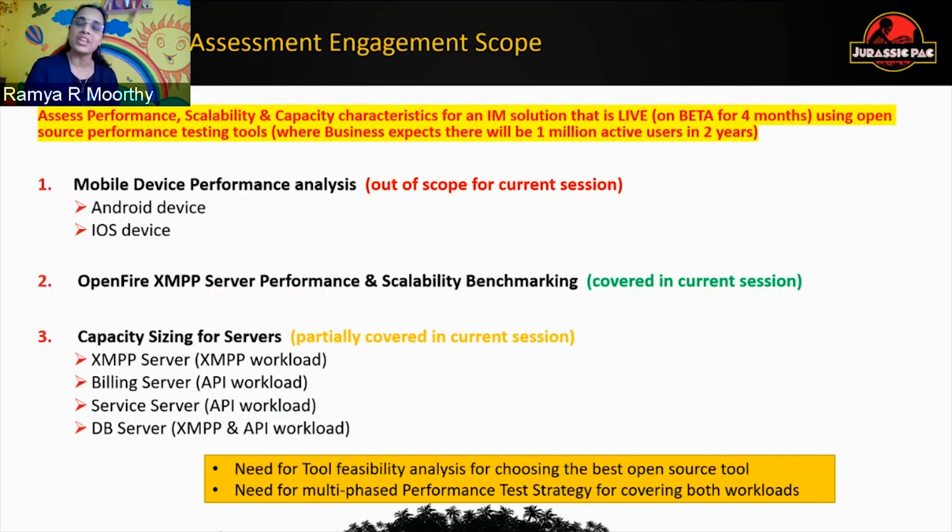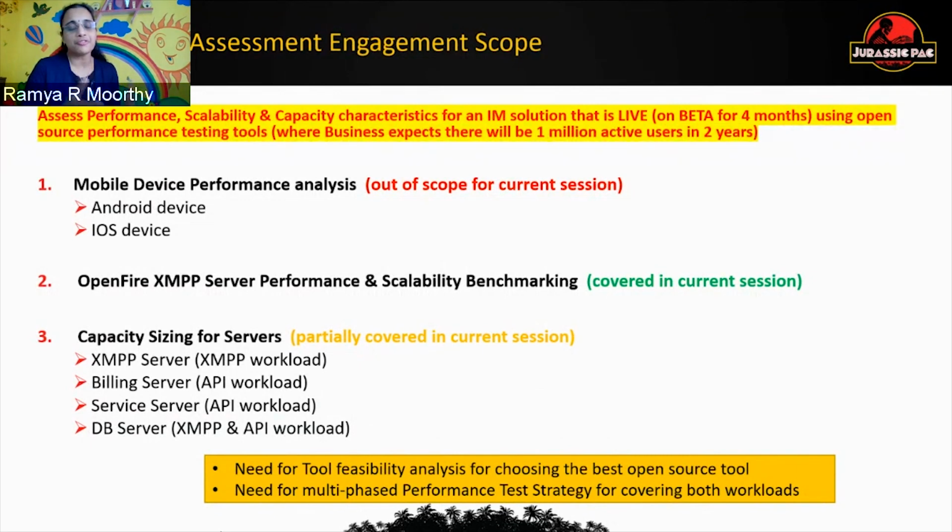But in a nutshell, the XMPP server has an XMPP workload, so it gets X number of messages per second. Am I performing well, and can I meet my targets? That's the question. When it comes to the billing and service server, it is purely REST APIs. At the end of the day, we need to benchmark that these servers can handle X number of API calls per second to meet your business requirements. It was simple. When it comes to the fourth part, we have a DB server, which is shared between the XMPP workload and the API workload.